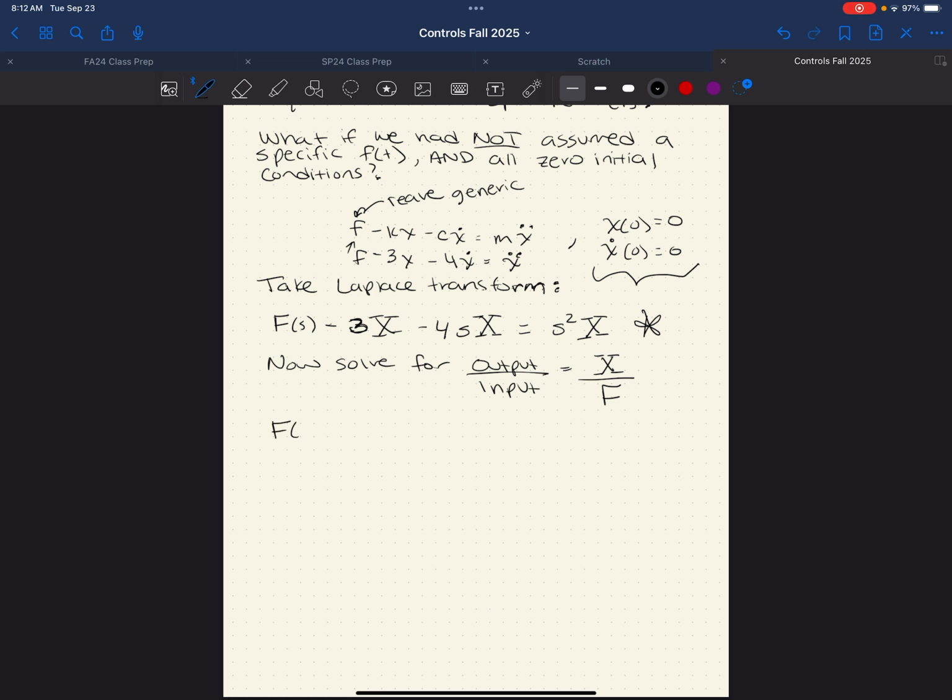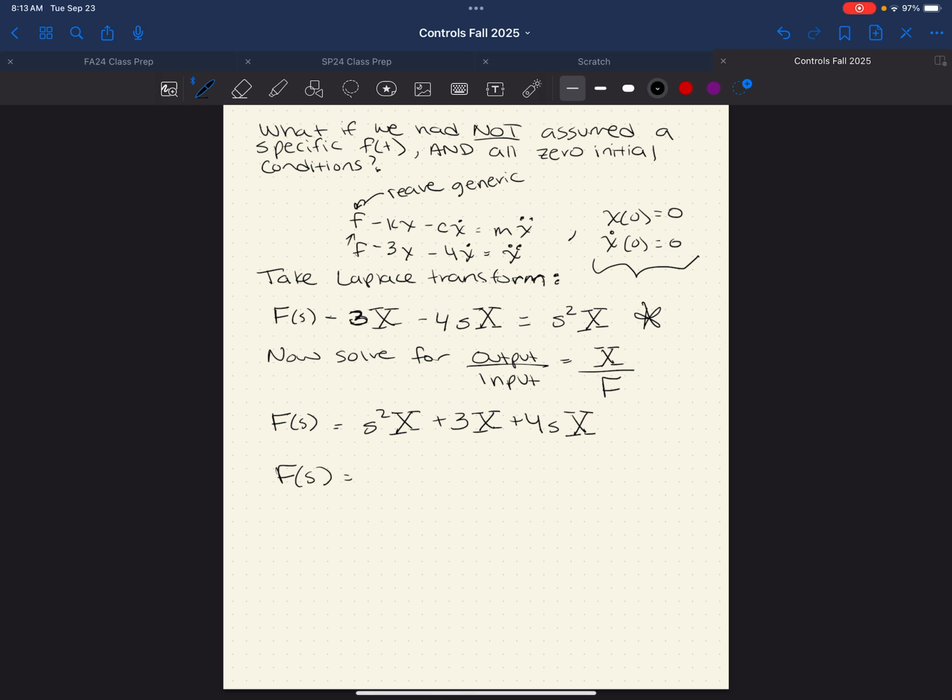So F of s equals s squared big X plus 3 big X plus 4s X. I'll factor out an X. F of s equals s squared plus 4s plus 3 times big X. And I'll need to divide by this and divide by F. So I should have 1 over s squared plus 4s plus 3 equals X over F. And this value is what we call the transfer function. The transfer function.